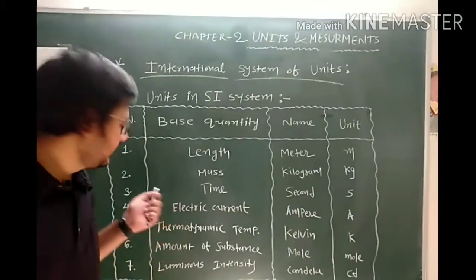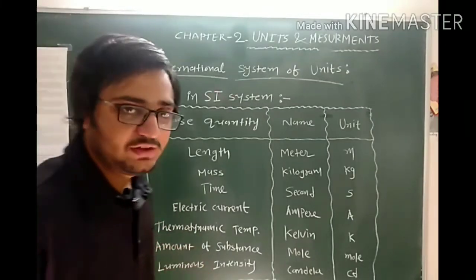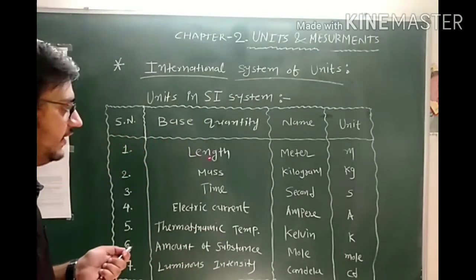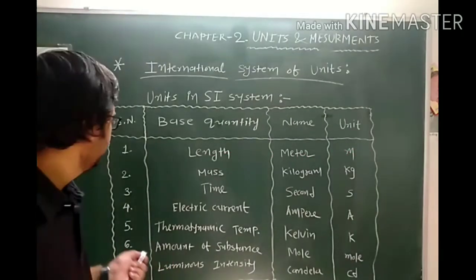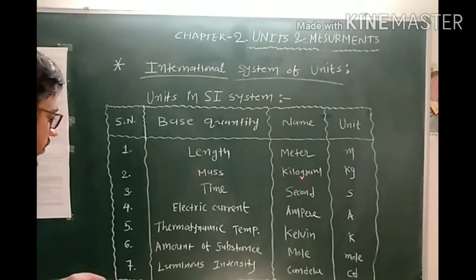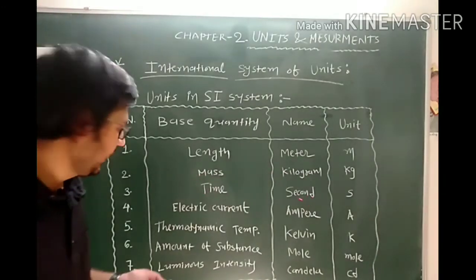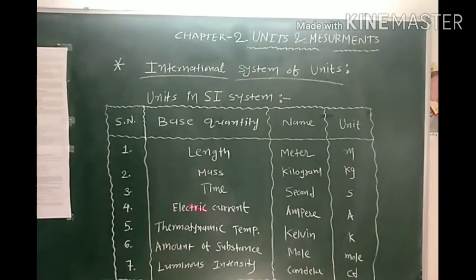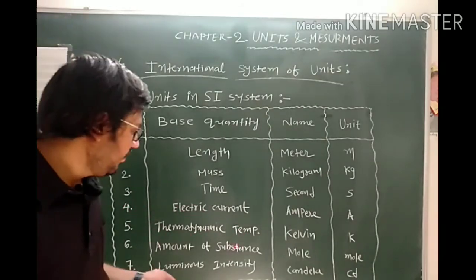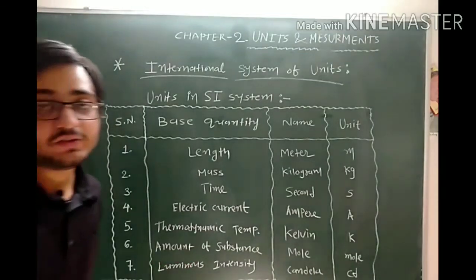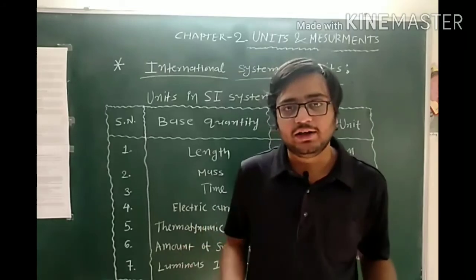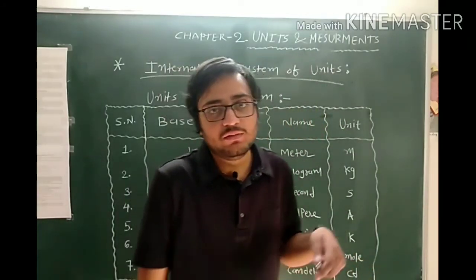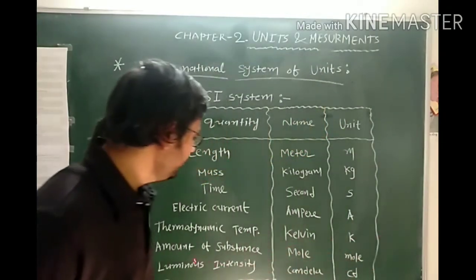Friends, here are the 7 fundamental units of the SI system. First one is length, which is measured in meter, and the symbol is small m. Second is mass, measured in kilogram. Third is time, measured in second. Then so on: electric current, thermodynamic temperature, amount of substance. The last one is luminous intensity. Suppose you have a tube light. The tube light gives light and heat also. We measure light in terms of luminous intensity, which is measured in candela.